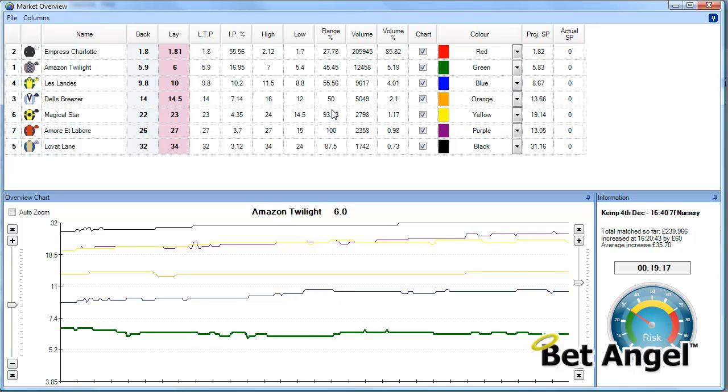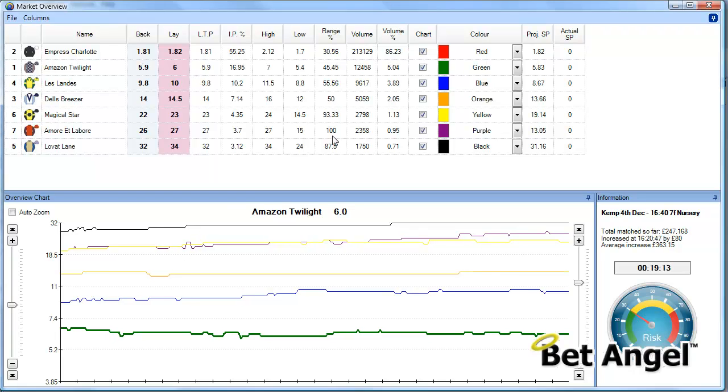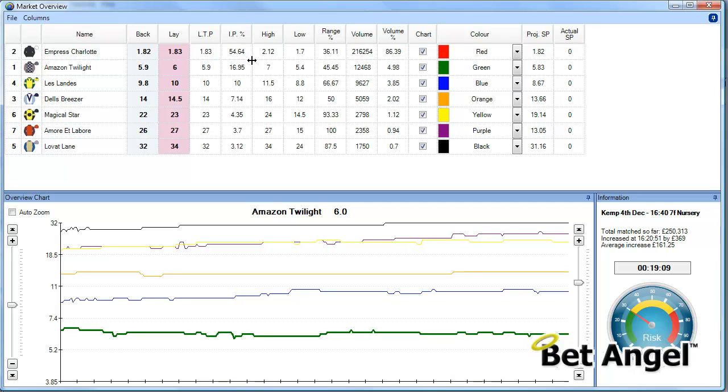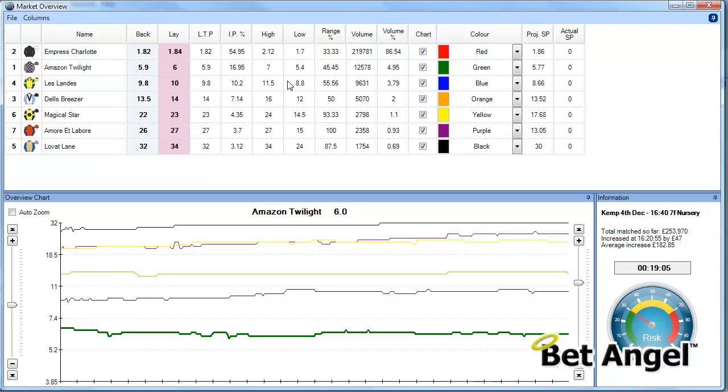This will allow you to quickly identify where something is. You can see these are mid-range. This is at the upper end of the range, and the favourite is at the lower end of the range. All prices in a betting market interact with each other, so it's very useful information.